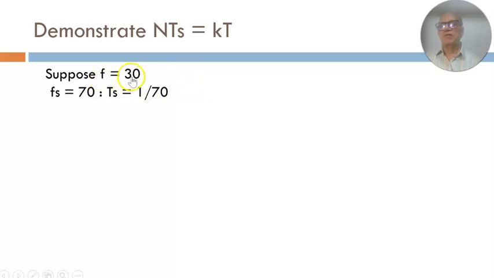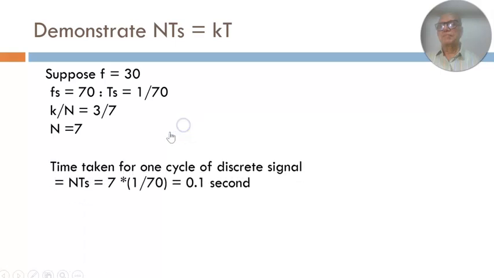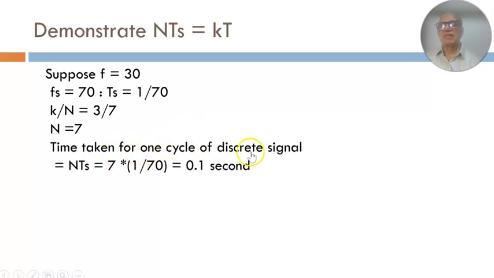So suppose f is equal to 30, fs is equal to 70 as before. In that case, the sampling time is 1 by 70, that is a reciprocal of the fs. Now k by n is 3 by 7, so n is equal to 7. Which means the time taken for one cycle of discrete signal is n into ts, that is equal to 7 into 1 by 70. Remember, ts is 1 by 70. That is equal to 0.1 second.